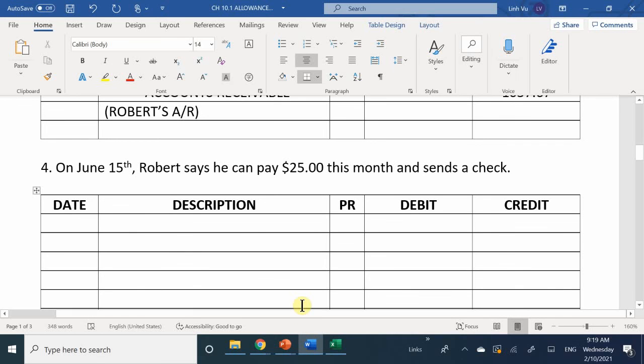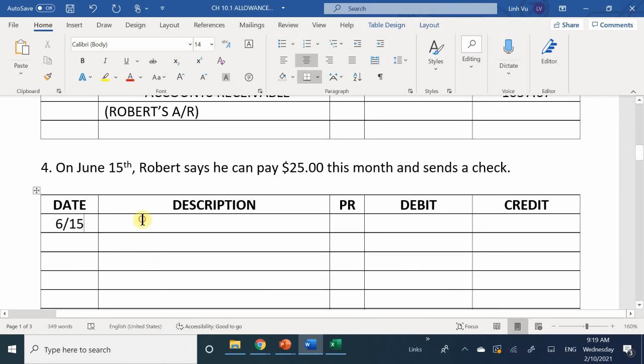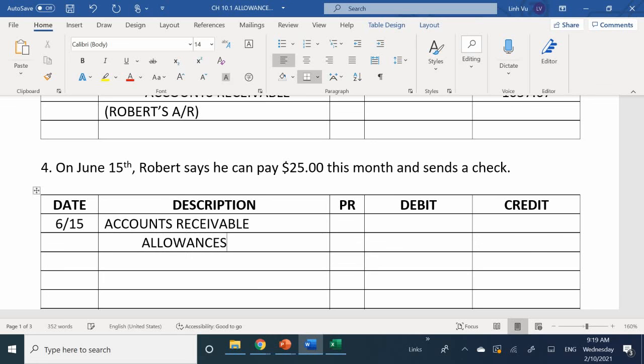So in this case, you're going to have to reactivate that by re-entering it in from the accounts receivable. So in this case, I'm going to debit my accounts receivable because I'm reversing the transaction because I'm reactivating his account. And I'm going to credit my allowance for doubtful accounts.